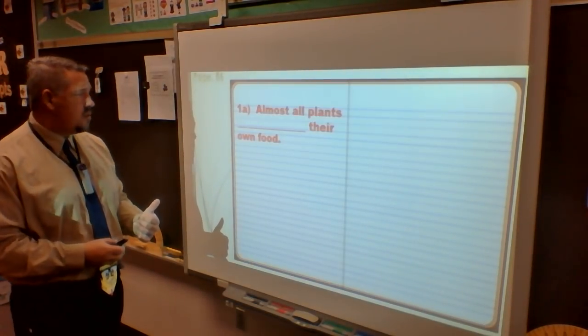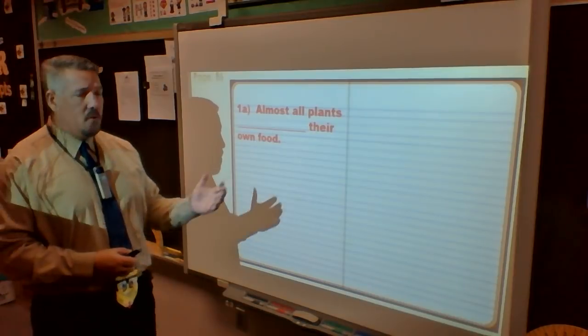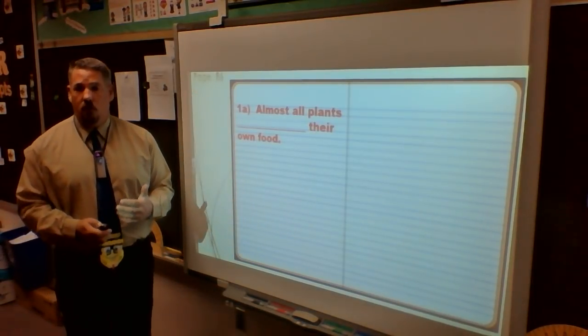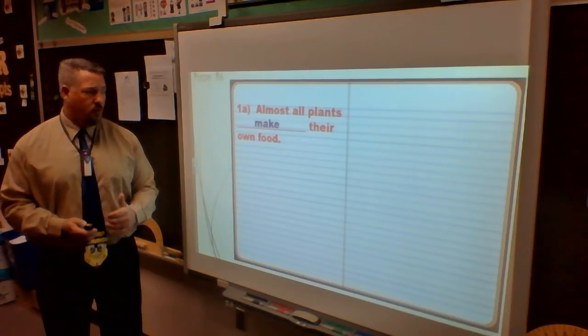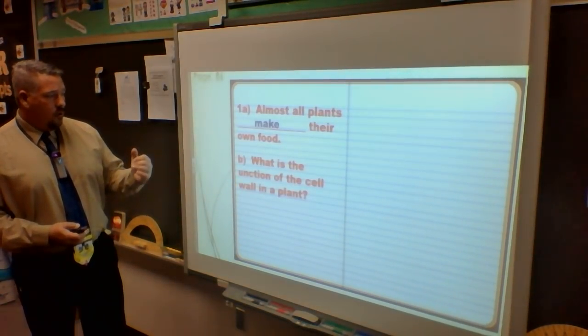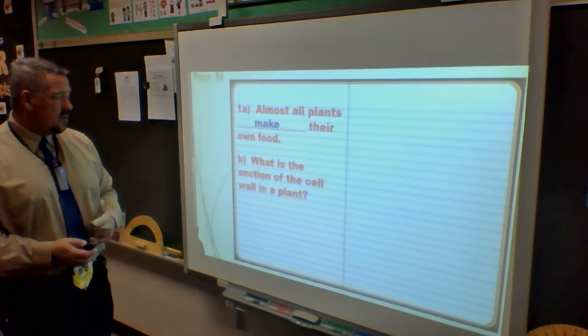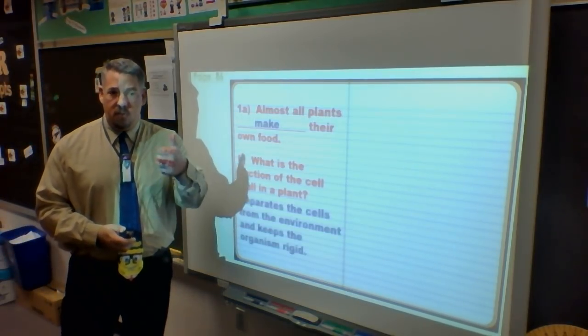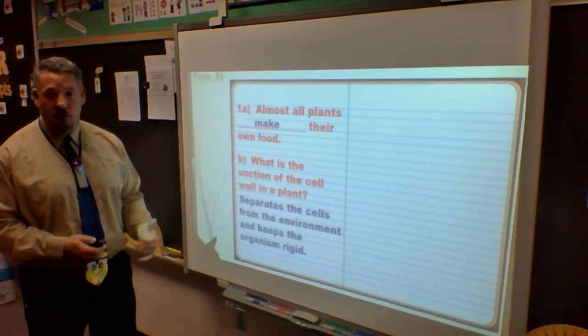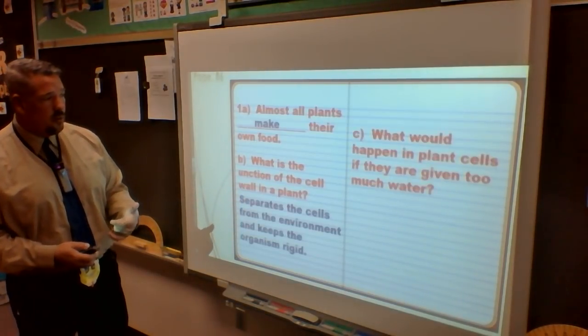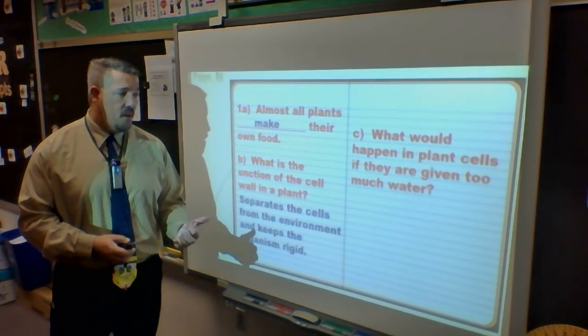So the first set of questions, number 1: almost all plants do what? They're good for their food. Well, they make their own food because once again they are an autotroph. What is the function of the cell wall for the plant? Well, it gives it structure and it protects it from its environment. It keeps it rigid.